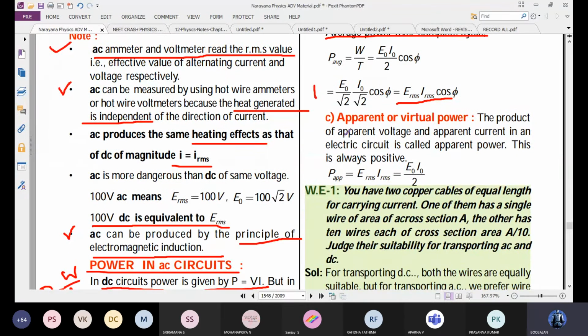So next one, apparent and virtual power means only the factors E RMS and I RMS values. So no need to take the phase value. The product of apparent voltage and apparent current in the electric circuit is called apparent power.